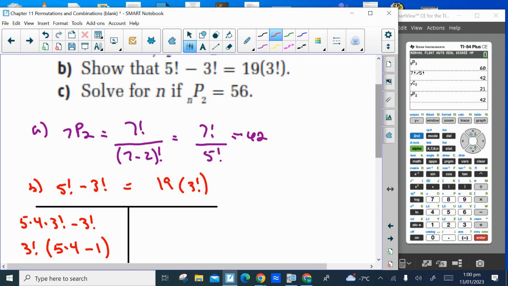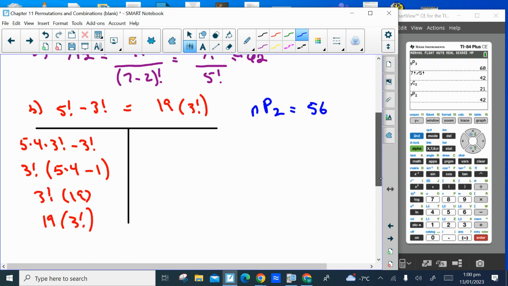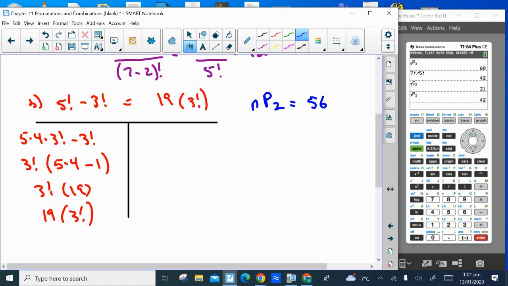Question C says to solve for n if nP2 equals 56. And as I said yesterday, you can definitely use your calculator and do some guessing and checking to get the answer, but that could only be used to check your answer. Okay, the expectation would be that you'd have to solve this algebraically, which means that we would use the nPr formula to simplify nP2.